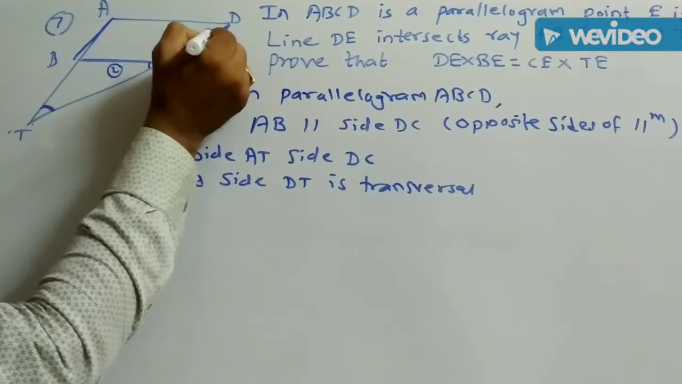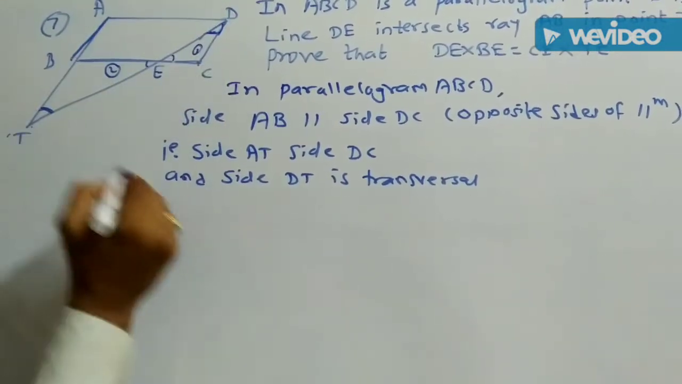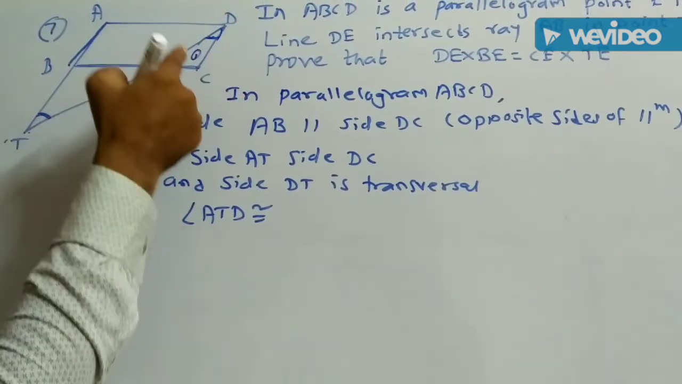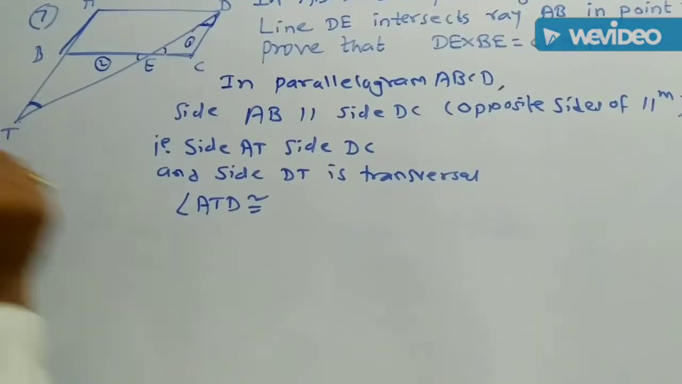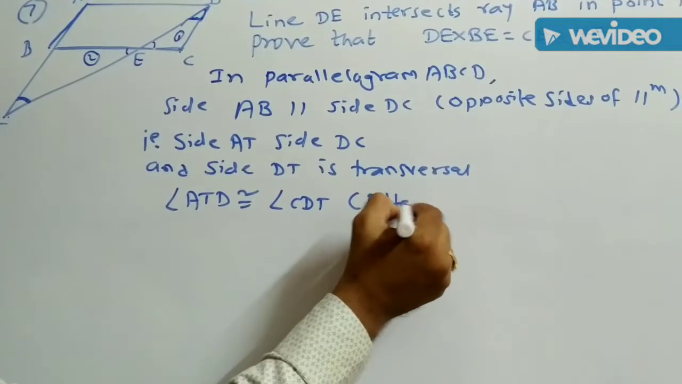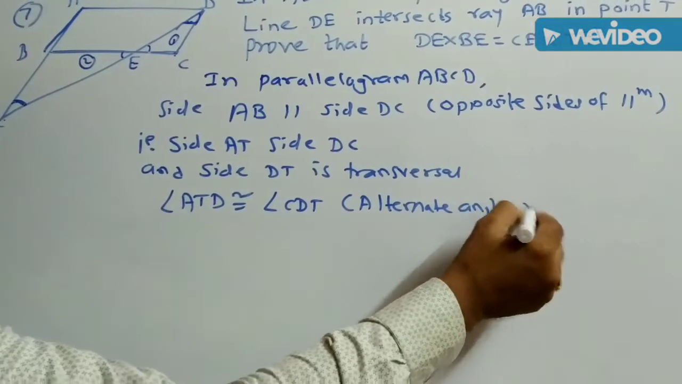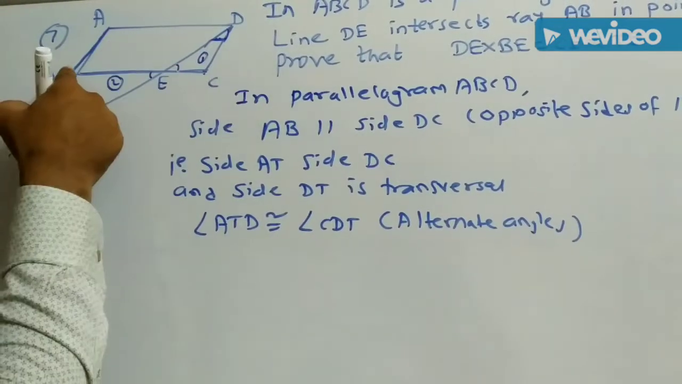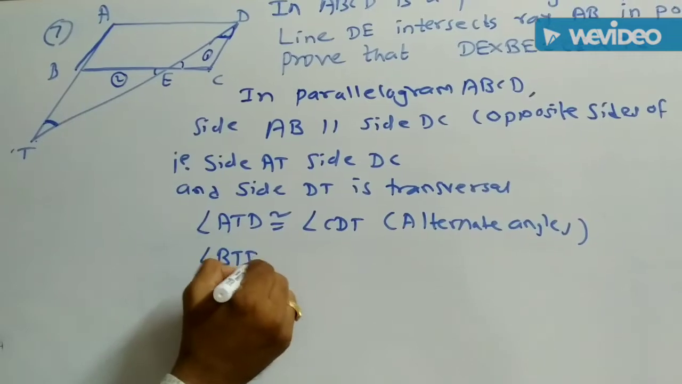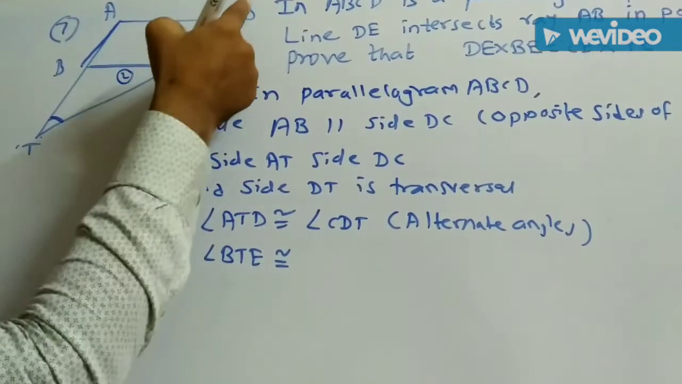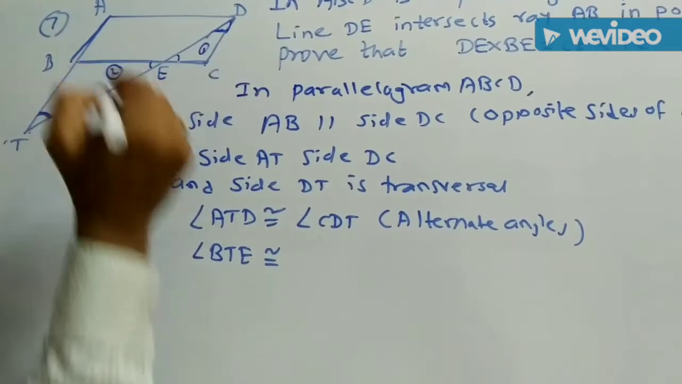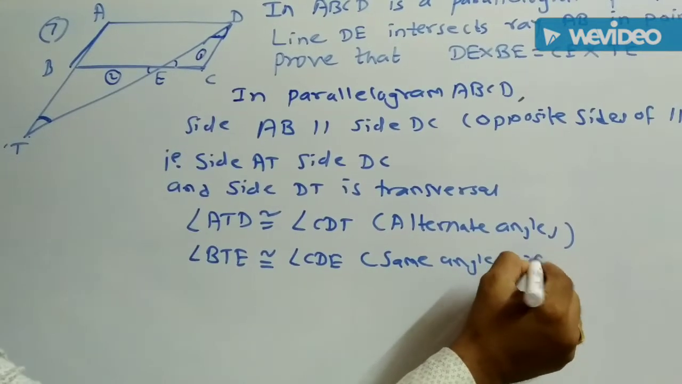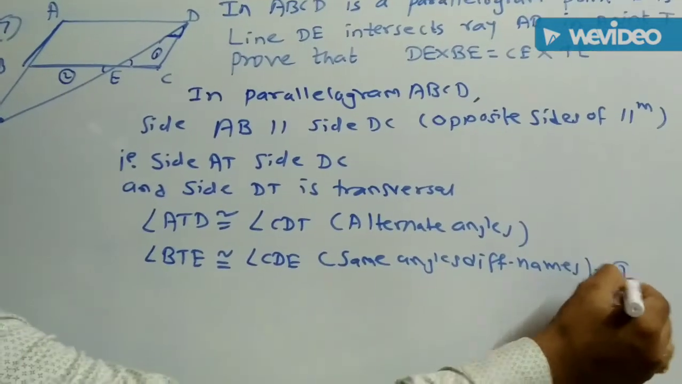Therefore, angle ATD is congruent to angle CDT, alternate angles. That means instead of ATD we can write BTE, same angle different name. Similarly, instead of CDT we can write CDE, reason same angles different names. Equation number 1.